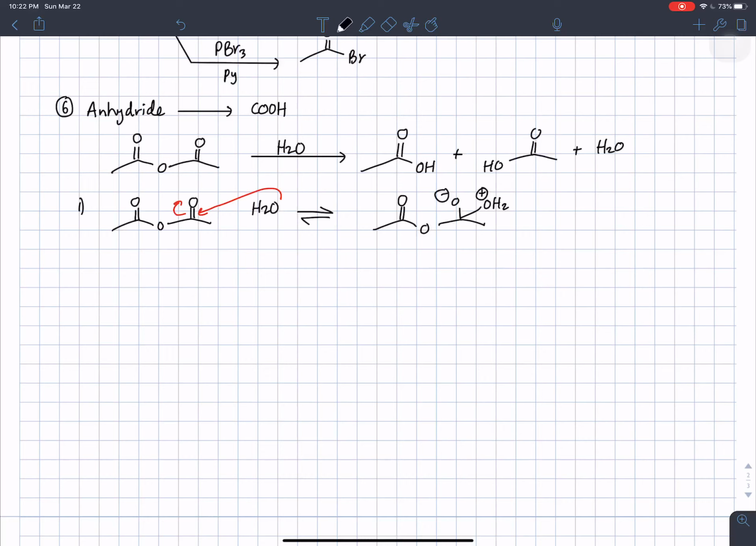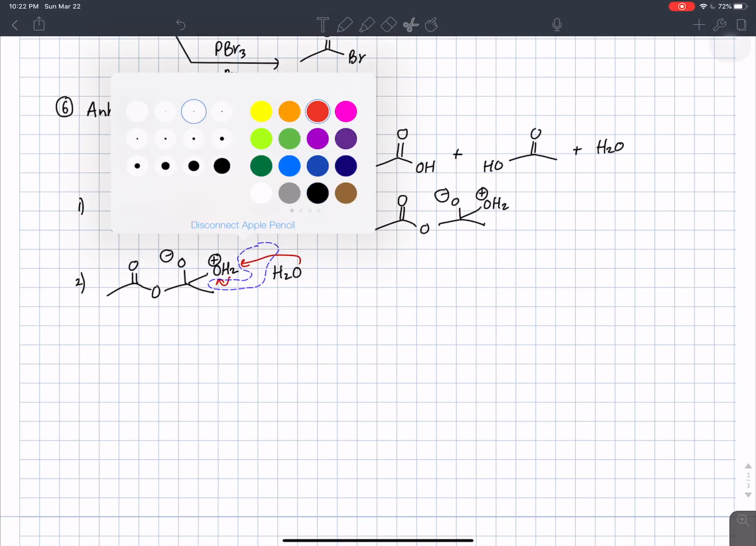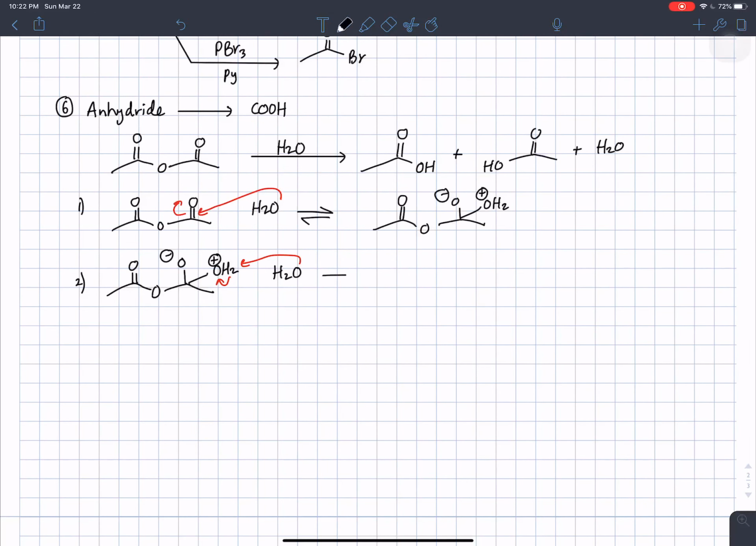This stays the same. Step number 2, O minus, OH2. I don't want it to leave, so just like before, we're going to deprotonate this. Let's make that red. You get O minus and an OH, and the double one O plus H3O plus.